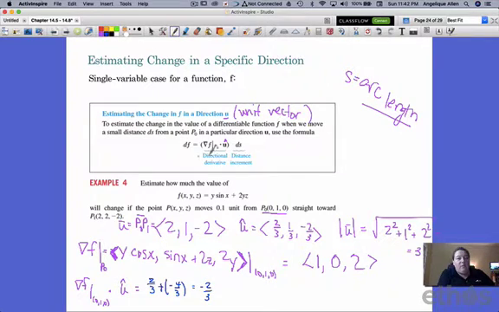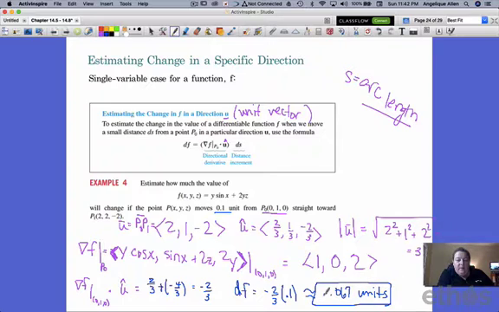And now we go back to our formula and plug our numbers in. The change in f is going to be our dot product times our change in distance along the curve, 0.1 units. So this is going to be approximately negative 0.067 units. All right, make sure your answer to this question is not a vector, that it's actually a scalar quantity.